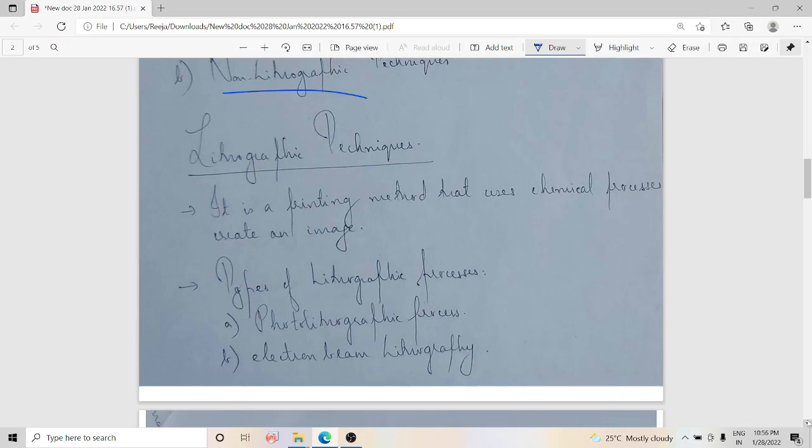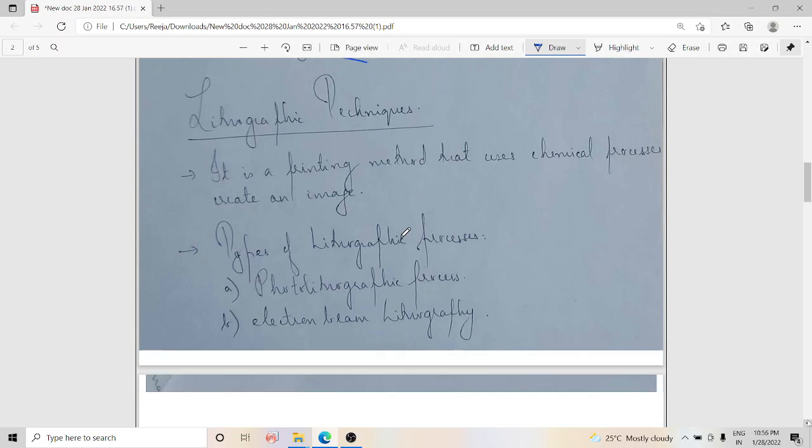What is done here is the image is printed on a silicon wafer or any other semiconductor wafer surface. So, types of lithographic process. The lithographic process is divided into two: photolithography and electron beam lithography. First, let us discuss what is photolithography.